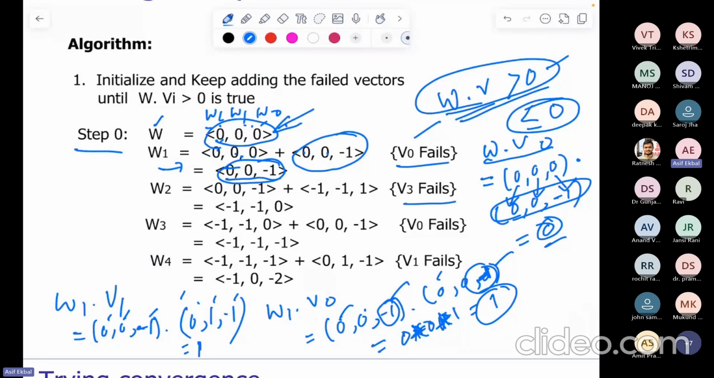And how to update that? This current value, that is 0, 0, -1, plus the vector that is V3 for which it has failed. Then you do the additions. Okay. So now the weight becomes -1, -1, 0. Now again you do that, okay, what is V0 into W2? What is V1 into W2? What is V2 into W2? What is V3 into W2? So everything again you repeat.